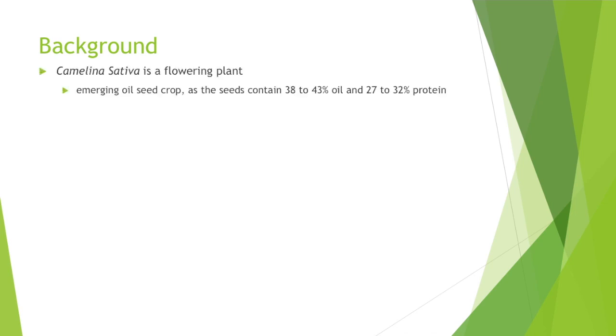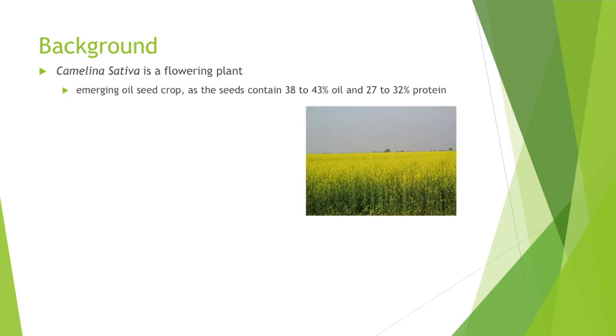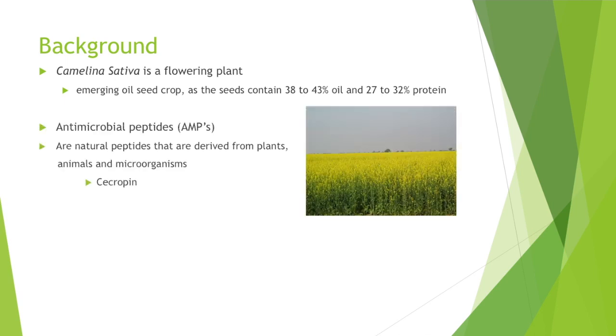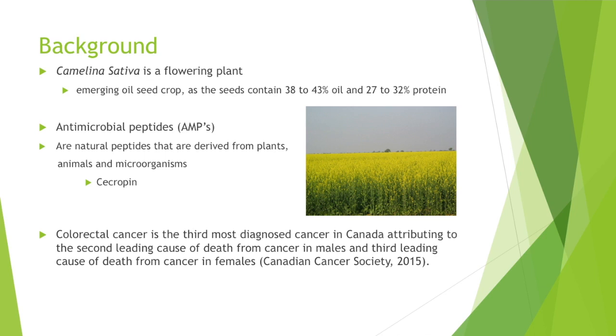Camelina sativa is a flowering plant that is emerging in Canada as an oilseed crop. Antimicrobial peptides, or AMPs, are natural peptides that derive from plants, animals, and microorganisms. Secropin is the one that we'll be studying, derived from camelina. The CACO2 cells that we will be using in this study are colorectal cancer cells.